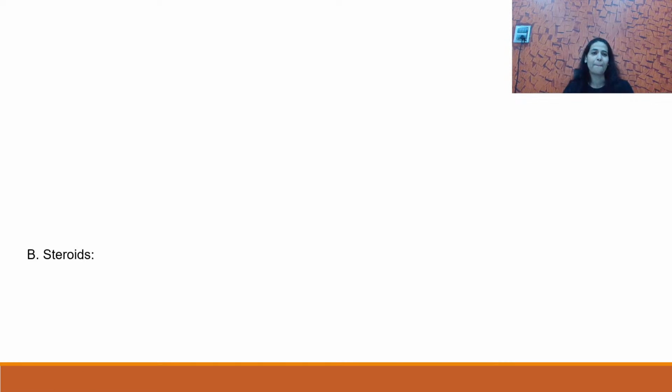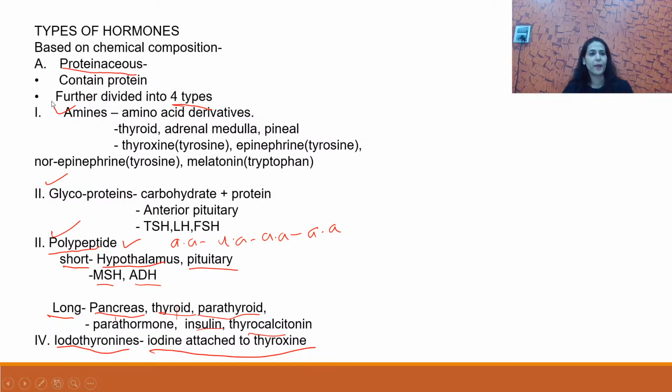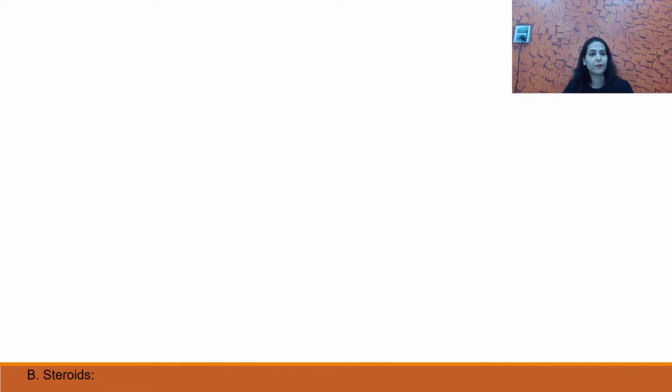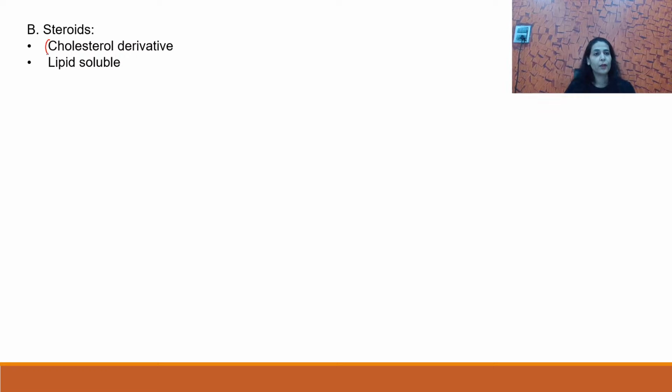All right, next, steroid hormones. See, in my previous slide, I told you that this is based on the chemical composition. Proteinaceous hormones are over. The next is steroid hormones. All right. What are steroid hormones? Let us find out. They are cholesterol derivatives and lipid soluble. So they are derived from cholesterol and they are soluble in lipid.